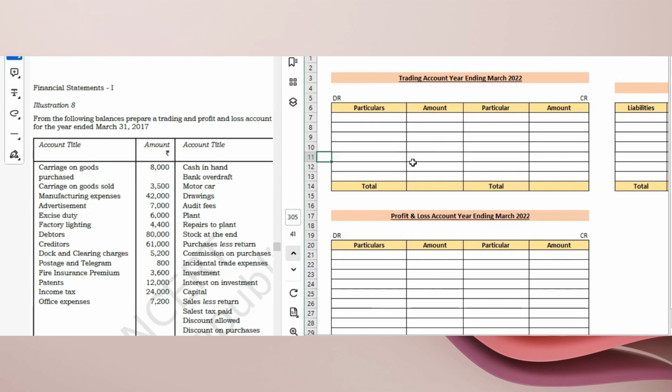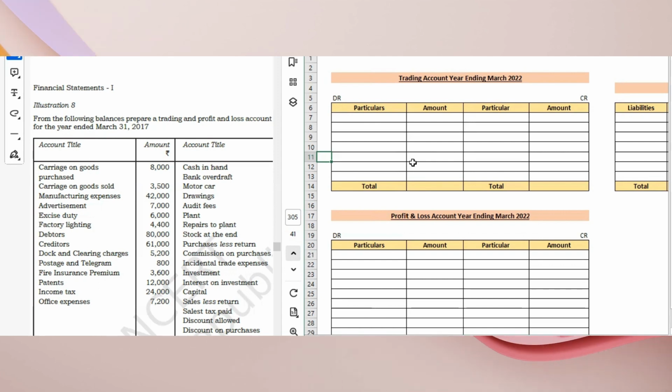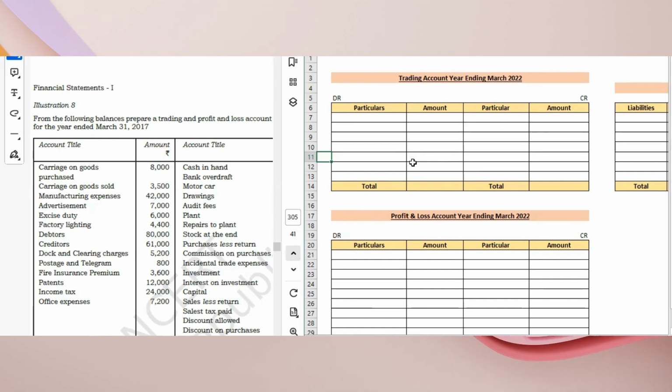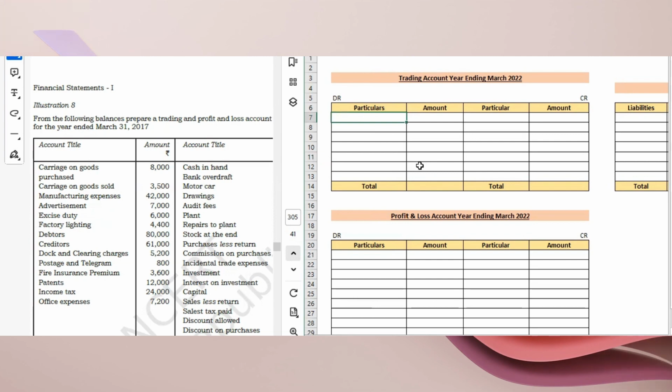For other expenses, for example, you will hire an administrator, or for your company you will pay a salary for admin expenses, or some advertisement expense. All these come under operating expenses, which will not come under the direct trading account. So first we see carriage on goods purchased. This is the transport expense directly linked to your product, so it will come under your trading account.